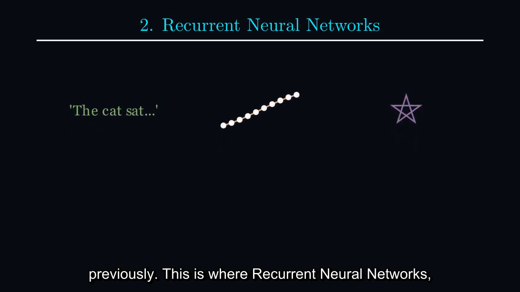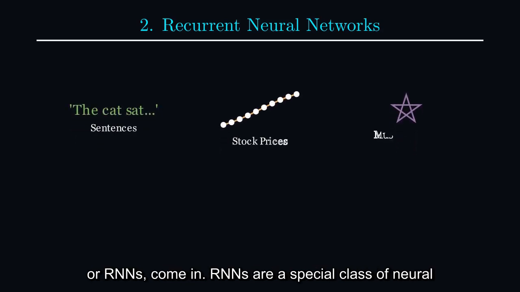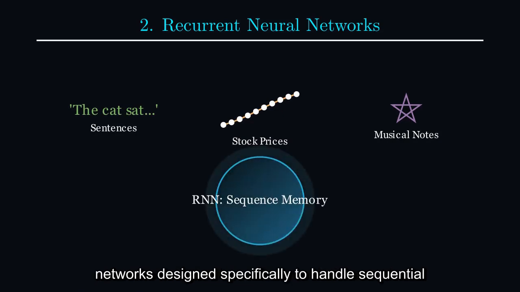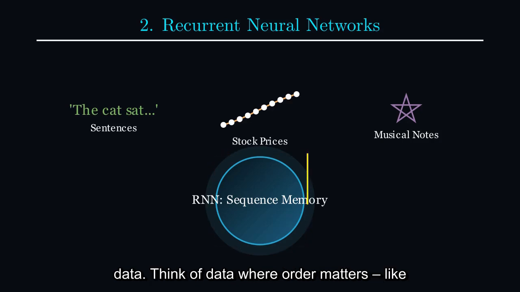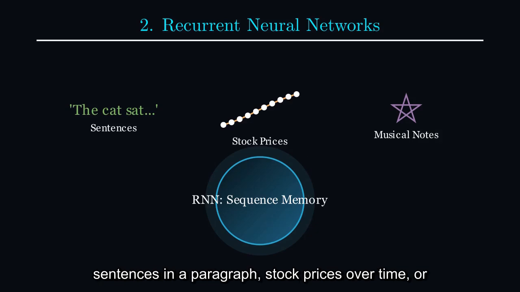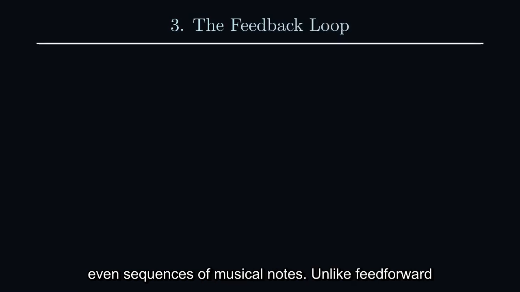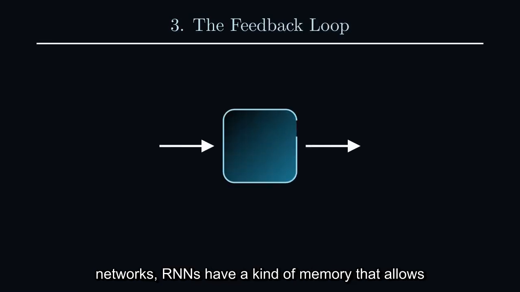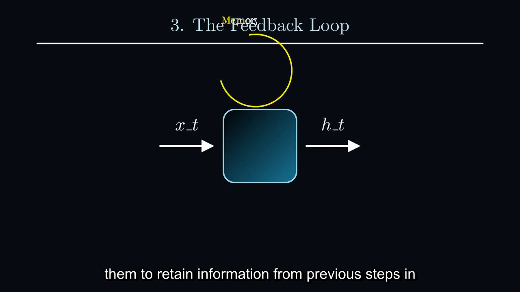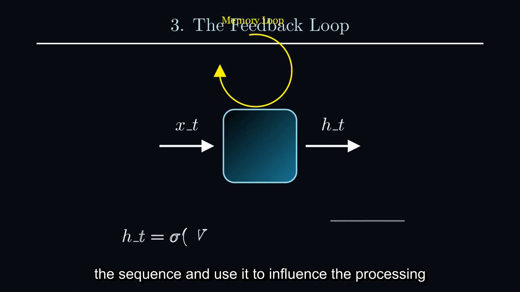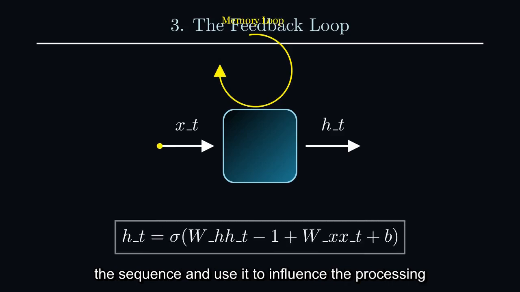This is where recurrent neural networks, or RNNs, come in. RNNs are a special class of neural networks designed specifically to handle sequential data. Think of data where order matters, like sentences in a paragraph, stock prices over time, or even sequences of musical notes. Unlike feed-forward networks, RNNs have a kind of memory that allows them to retain information from previous steps in the sequence, and use it to influence the processing of current and future steps.